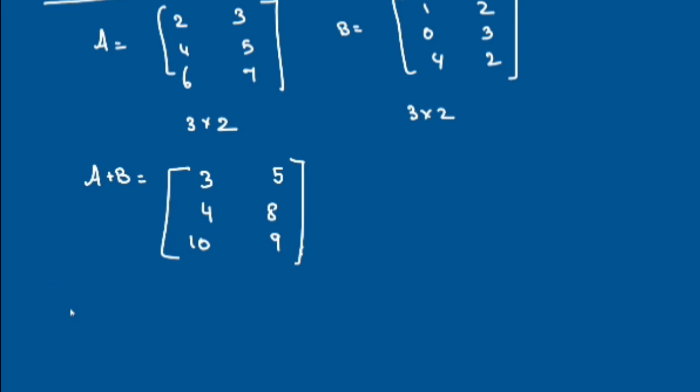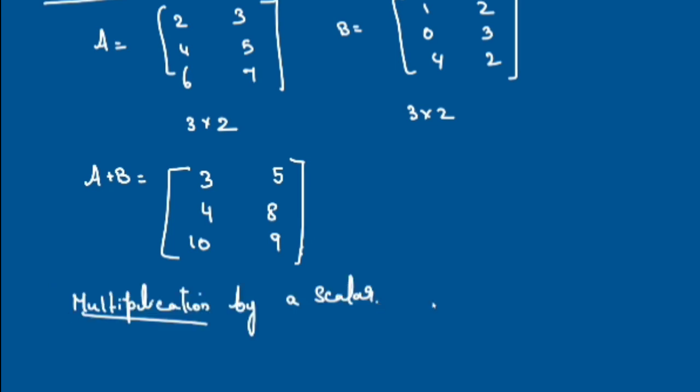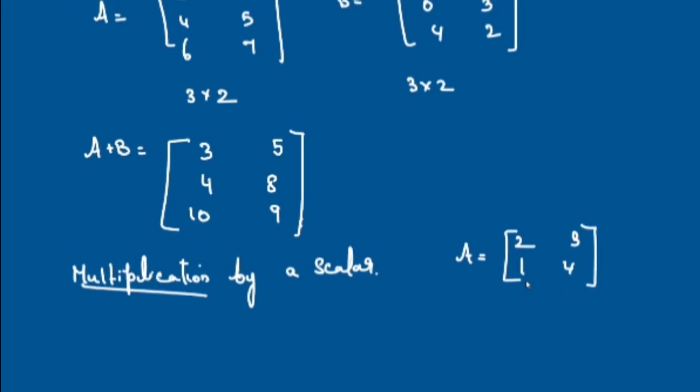Next is multiplication of a matrix by a scalar. Suppose there is a matrix A, the matrix A is 2, 3, 1, 4. This is a matrix. Now I want to multiply this by a scalar. The scalar, I take it as K. K just gives a value, K is 3. So this is 3A. This is called scalar multiplication of the matrix A.